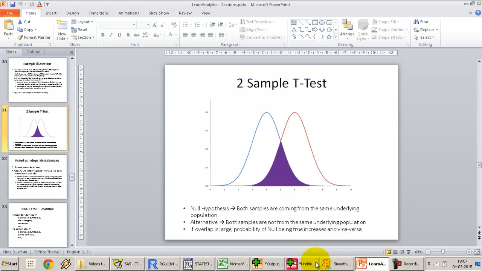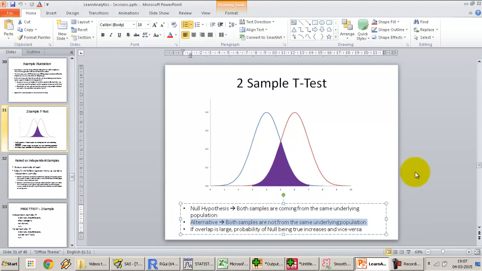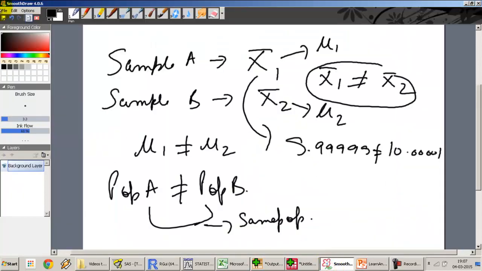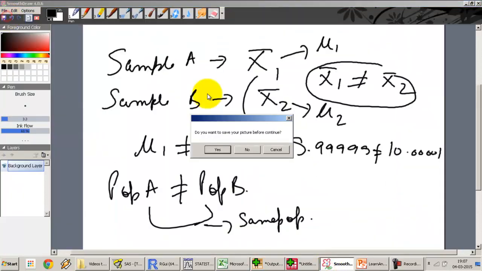The null hypothesis being that both samples are from the same underlying population. The alternative is always the opposite of the null, which says that both samples are not from the same underlying population. Now before I move on to how to conduct this test, we're going to cover a little bit of theory and how a t-test actually solves this problem. As I mentioned earlier, every hypothesis test is going to use the central limit theorem. So I want you to think about how we are going to apply the central limit theorem to solve this problem.